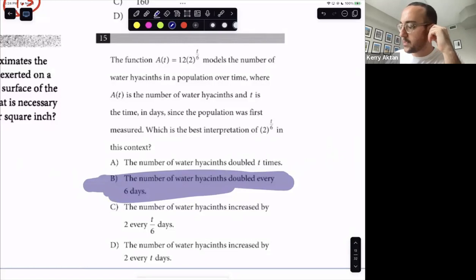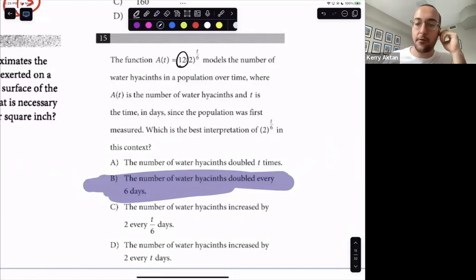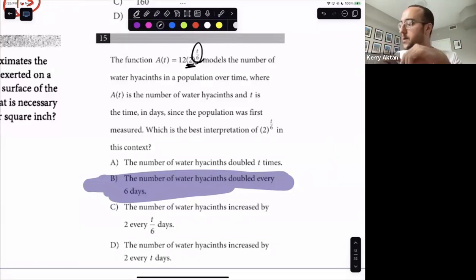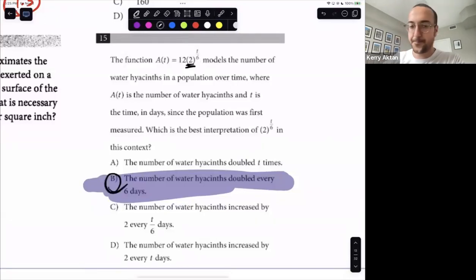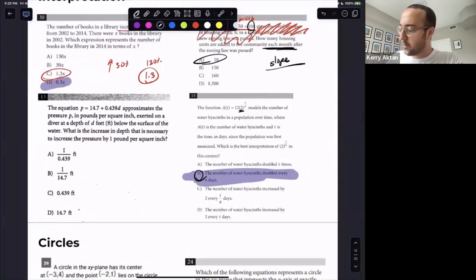So what is this question asking about? Well, it's saying that this person started with 12 water hyacinths, and then it's doubling, but doubling what? Every 6 days. If I had an amount of days, let's just say 50 days, it would double how many times? Well, divide that by 6, it would double probably 8 times. But it's every 6 days. I'd really like B here. Cool. That's a good one.